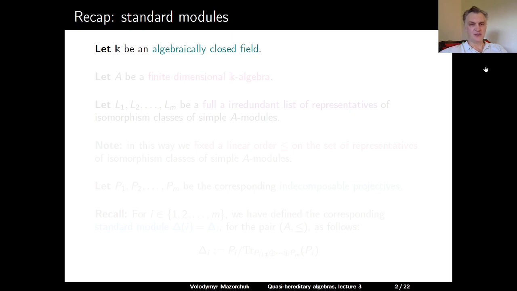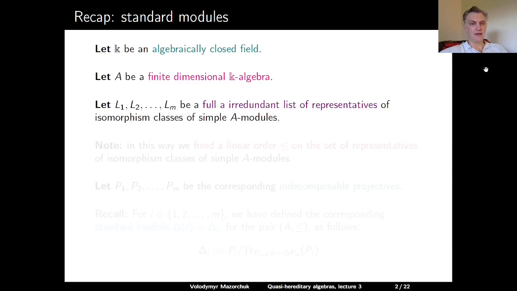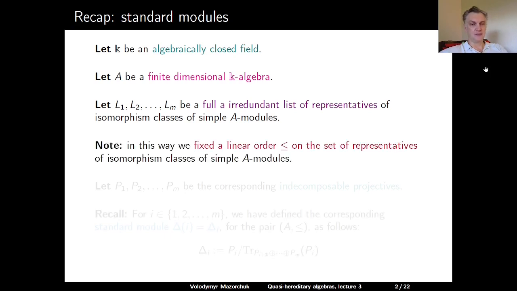Let K be an algebraically closed field, and A a finite-dimensional K-algebra. Let L1, L2, and so on Lm be a full and irredundant list of representatives of isomorphism classes of simple A-modules. Note that in this way, we have fixed a linear order on the set of representatives of isomorphism classes of simple A-modules. And now we write them in the linear order L1, L2, and so on Lm.